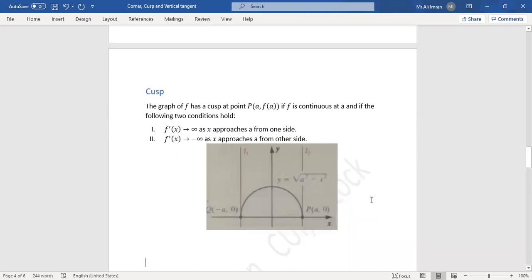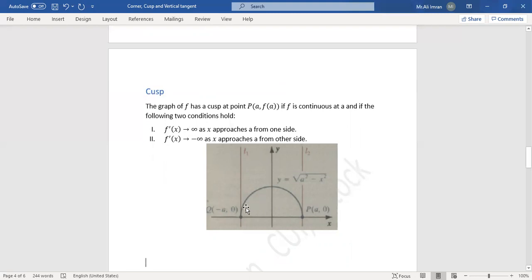I repeat this. First of all, we will check whether the function is continuous. If the function is continuous, then we will check both the limits, right hand derivative limit and left hand derivative limit. If we get the limit from one side plus infinity and from the other side minus infinity, we say that function has a cusp.